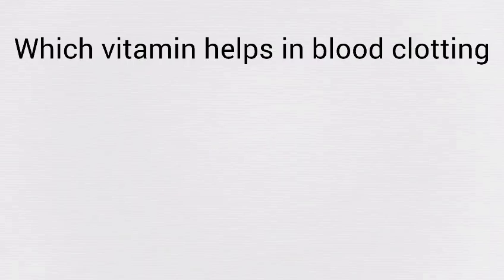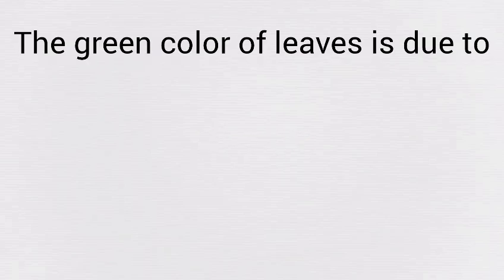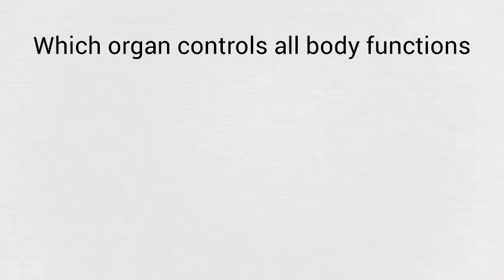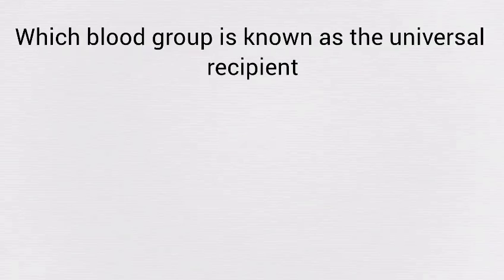Which vitamin helps in blood clotting? Vitamin K. The green color of leaves is due to chlorophyll. Which human organ is responsible for pumping blood? Heart. Which organ controls all body functions? Brain. Which blood group is known as the universal recipient?